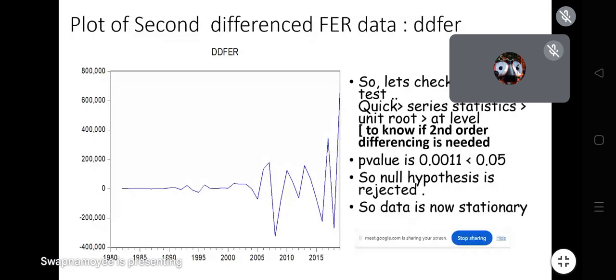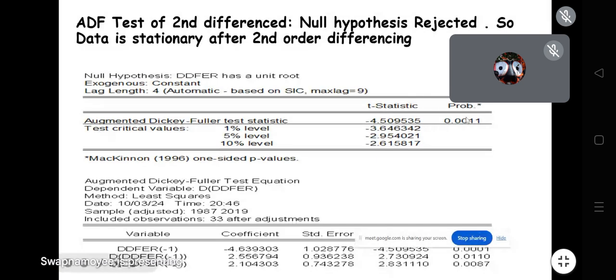Moving on. This is the value of the second ADF test for the second differenced series. Already you have seen it in the plot. You see the probability value 0.0011, which is less than 0.05. That means you now reject the null hypothesis. Your null hypothesis is that the second differenced FER value has a unit root, that means it is non-stationary. Now this is rejected. That means my data has become stationary. I can use it for further analysis.